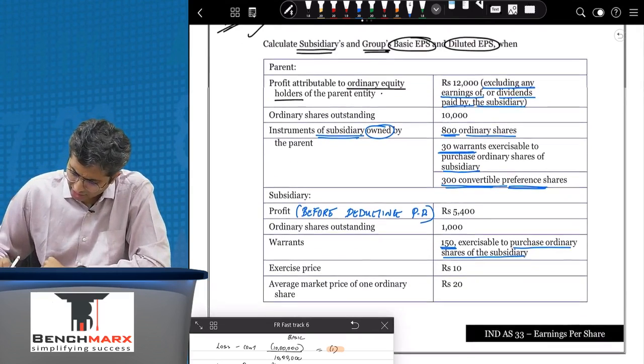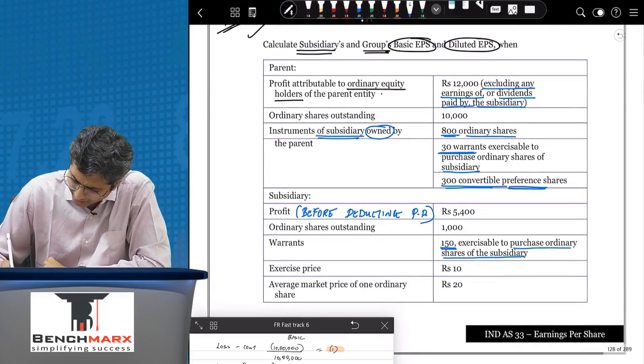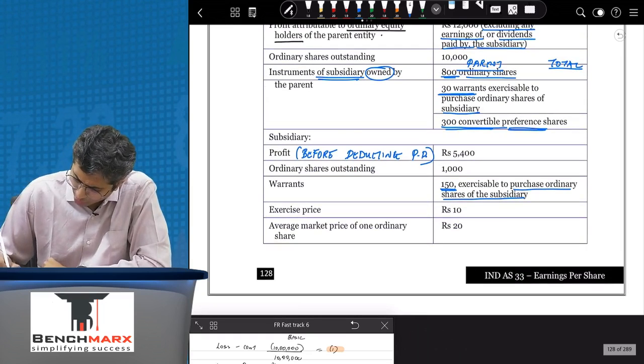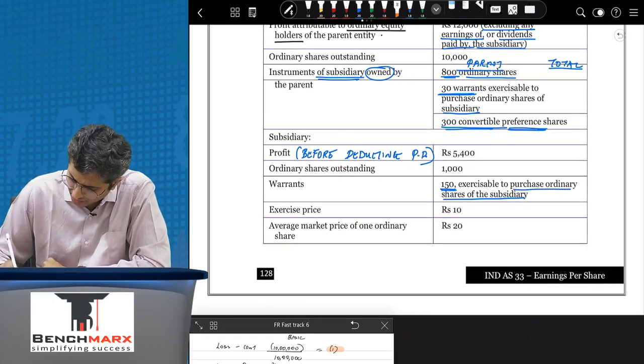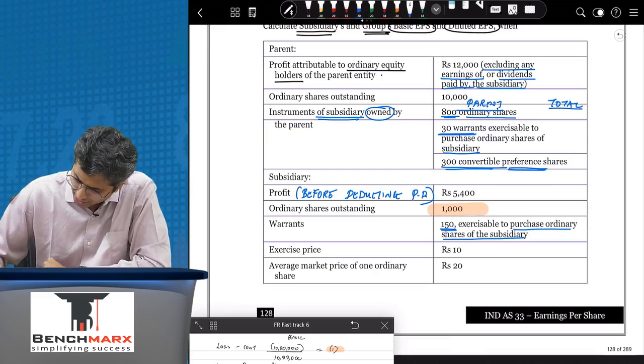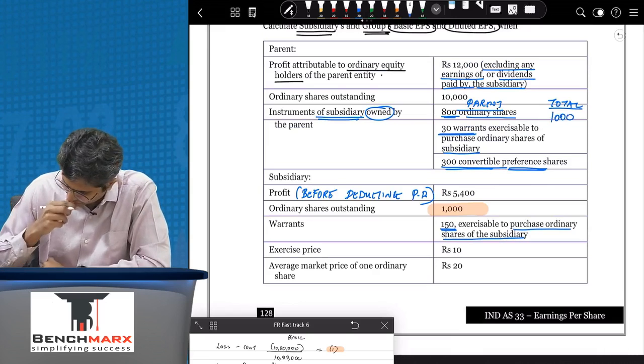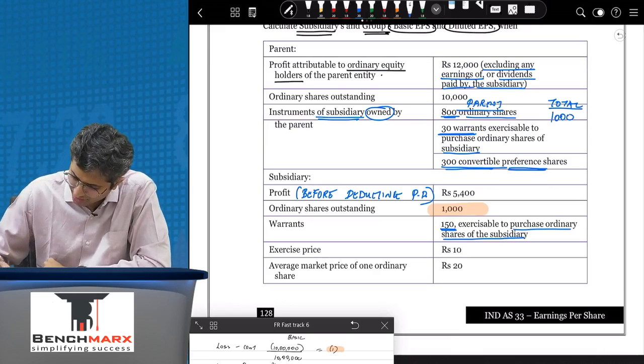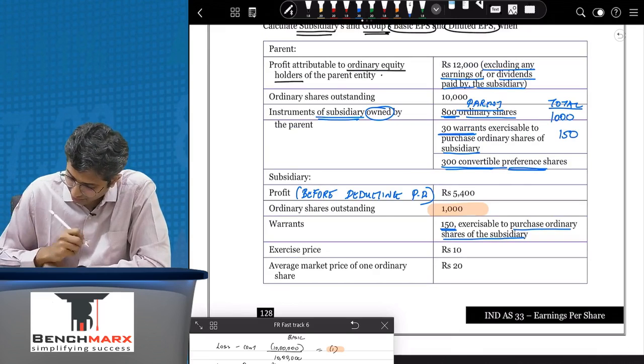Just to be clear, 800 shares are held by the parent. So this is the parent's holding in the subsidiary. Out of a total, if you go to the subsidiary, how many shares are there? Well, total there are 1,000 shares. So this is 1,000 total in the subsidiary. How many warrants are there? Well, 150 warrants.